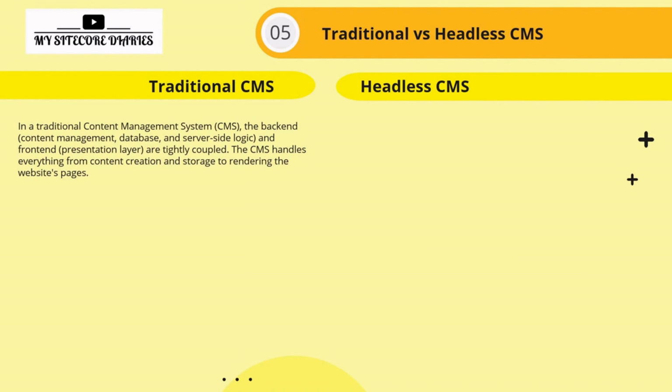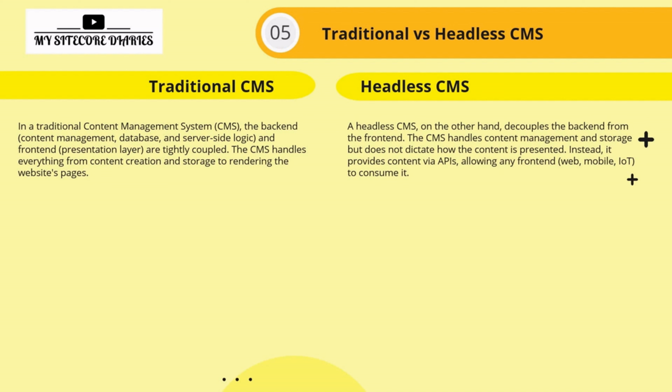In a traditional content management system, that is CMS, the backend, which has a content management database and server side logic, and the front end, that contains the presentation layer, are tightly coupled. We have seen in the last diagram that both the presentation layer, that is the front end, and the back end are tightly coupled. The CMS handles everything from content creation and storage to rendering the website pages. That is very important: it also handles rendering the website pages in the traditional CMS.